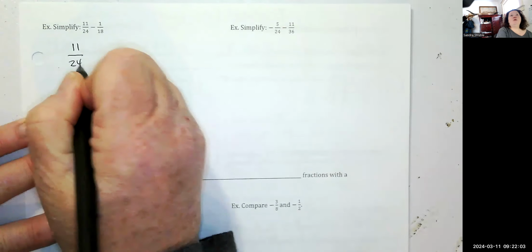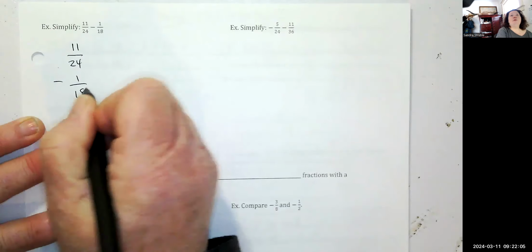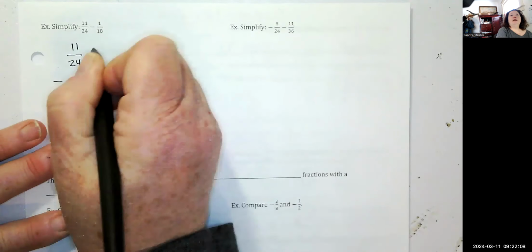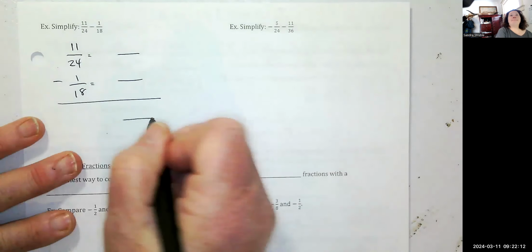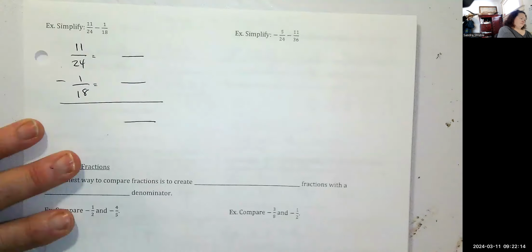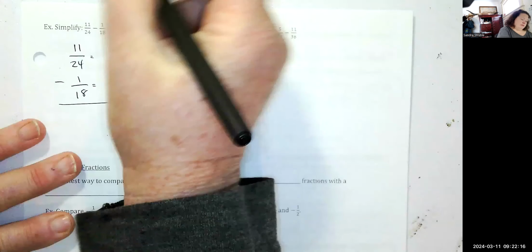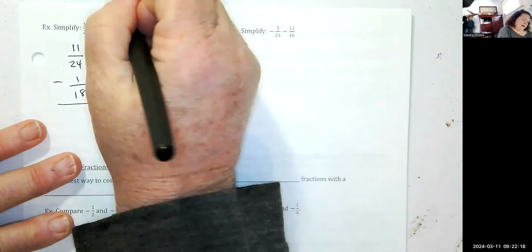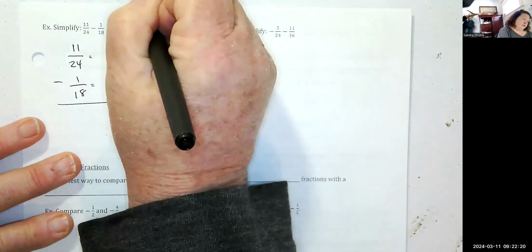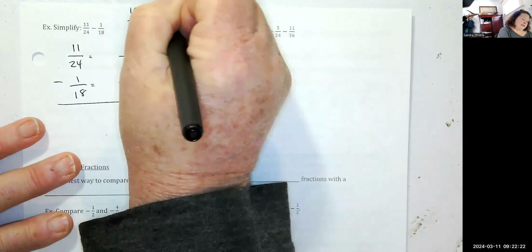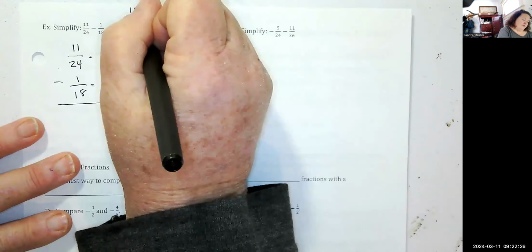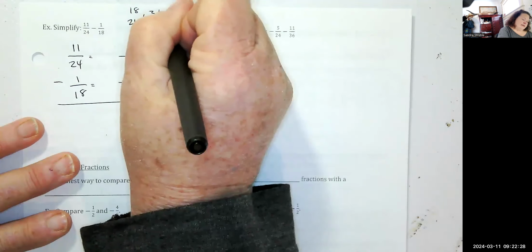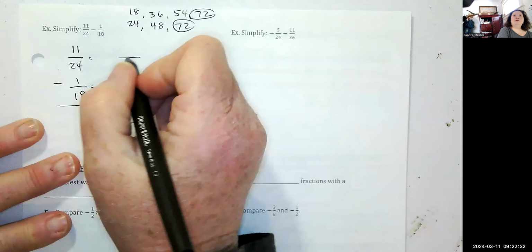11 over 24 minus 1 over 18. I want you to pause the video and attempt these two on your own and then come back. All right, so for 24 and 18, the multiples of 18 are 18, 36, 54, 72. I'm going to stop there. For 24, it's 24, 48, and 72. 72 is our lowest common denominator.